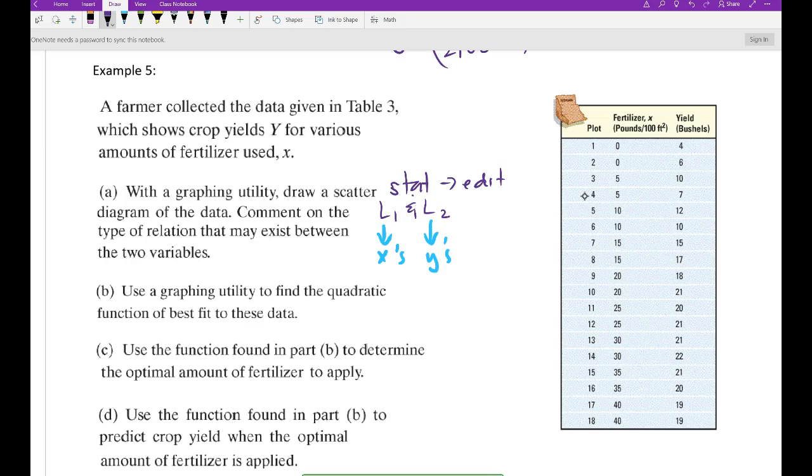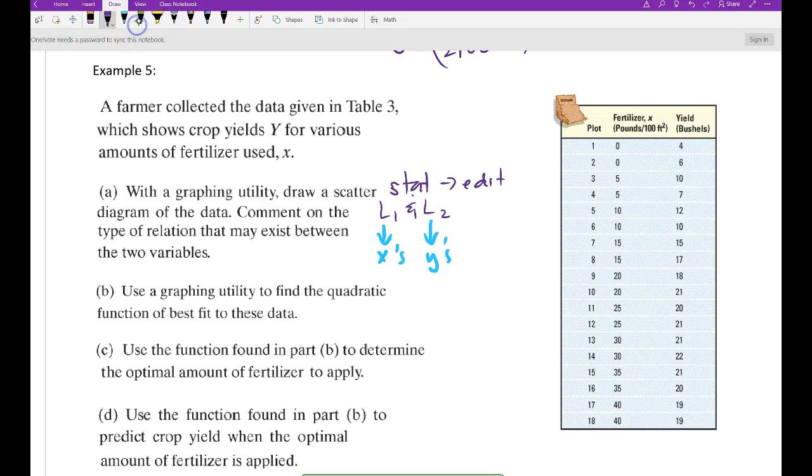All right, comment on some type of relation that may exist between the two variables. What type of relation? Okay. Well, you don't do graph yet. Pick Y equals. So highlight plot 1. Enter. And then zoom stats. You just did it wrong.